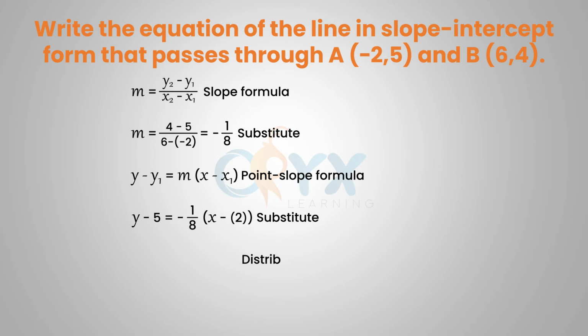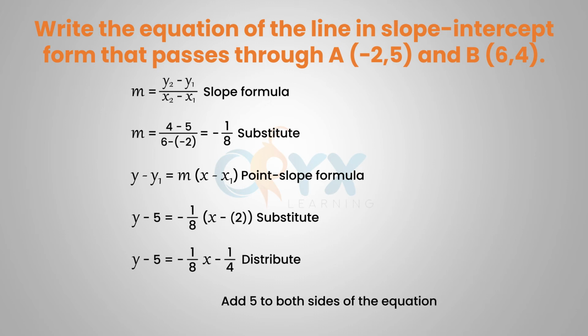If I distribute, I get y minus 5 equals negative 1/8 x minus 1/4. Now I need to add the 5 to both sides of the equation to leave me with y equals negative 1 over 8x plus 19/4.